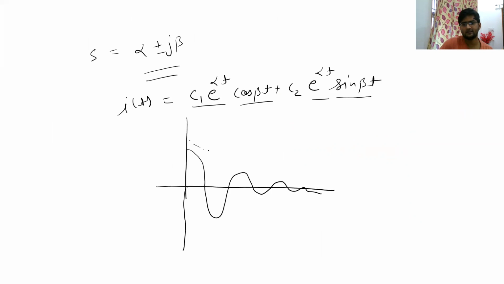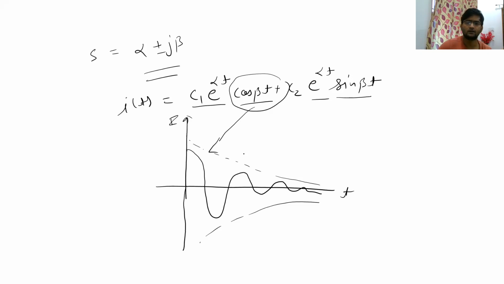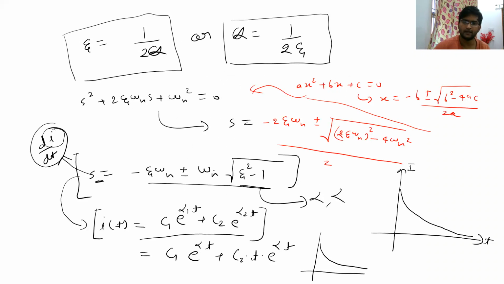You will see that although this graph is exponentially decreasing, it is decreasing with some oscillation, and these oscillations are because of the cos and sine terms. In time t, this is your current i, and this exponential decrease is because of the term e to the power alpha t. So let us understand how we can control this decrease mechanism. Either it can be exponential or it can be oscillatingly decreasing.